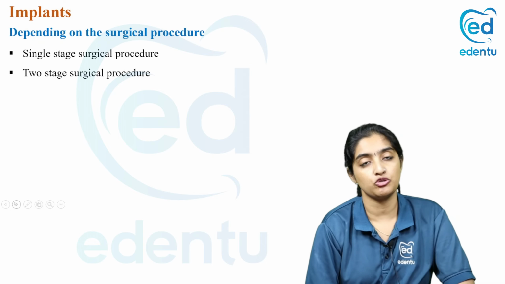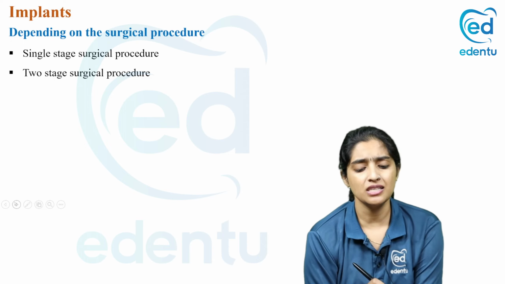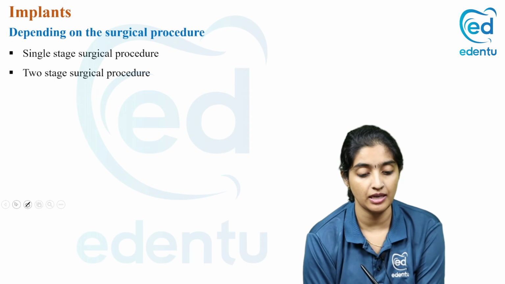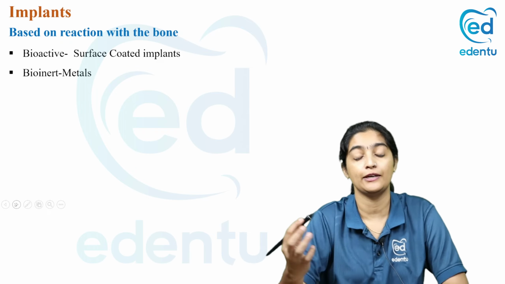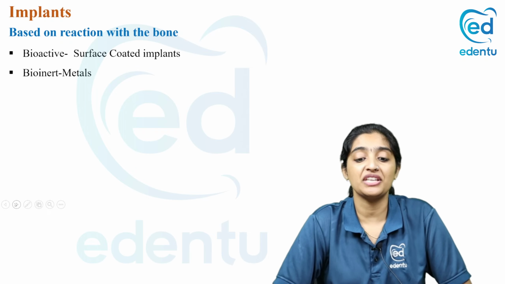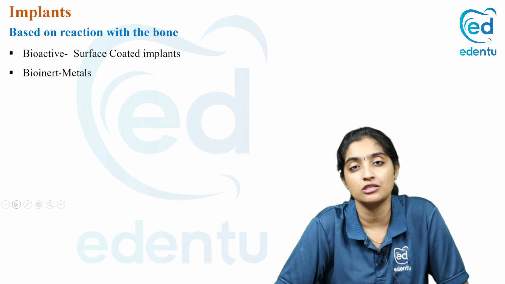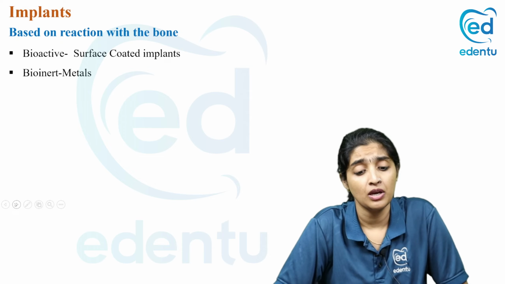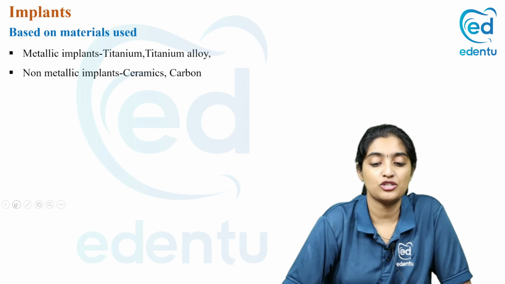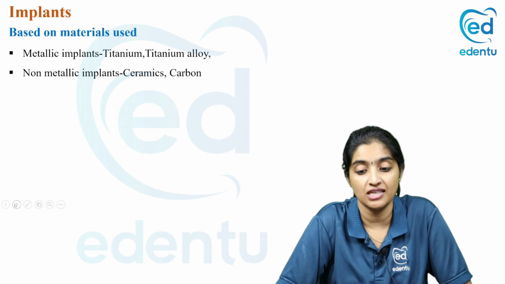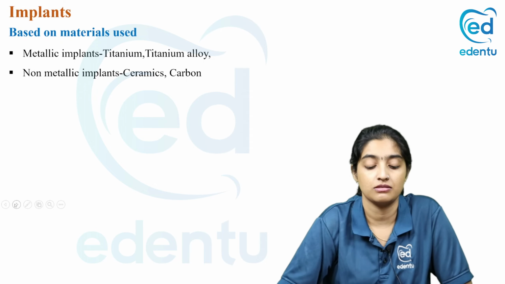Depending on the surgical procedure, I did mention we have single stage and two stage implant procedures. Single stage mostly for immediate loading cases, and double stage for, let's say, full mouth or delayed loading. Based on the reaction with the bone, you have bioactive surface or bio-inert surface. Bio-inert surface is usually metallic like titanium. Bioactive surface is surface coated implants. Based on the materials used, you have metallic implants like titanium and titanium alloys, and non-metallic implants like carbon and ceramics.